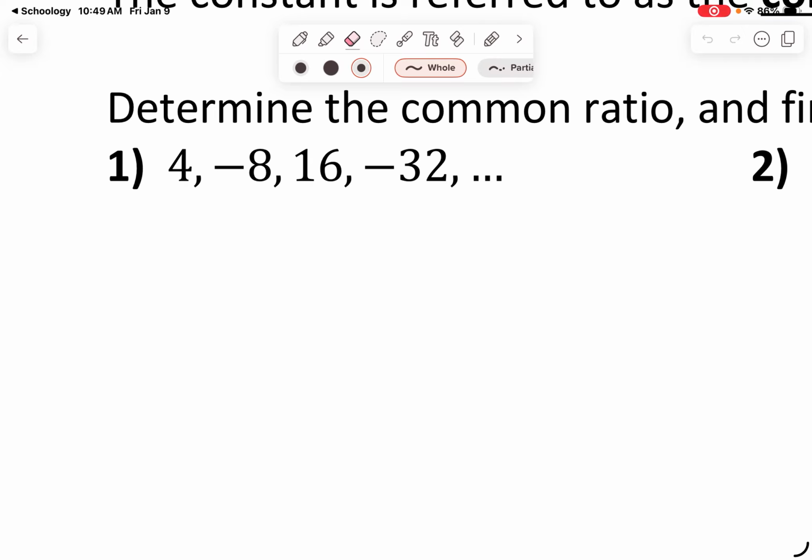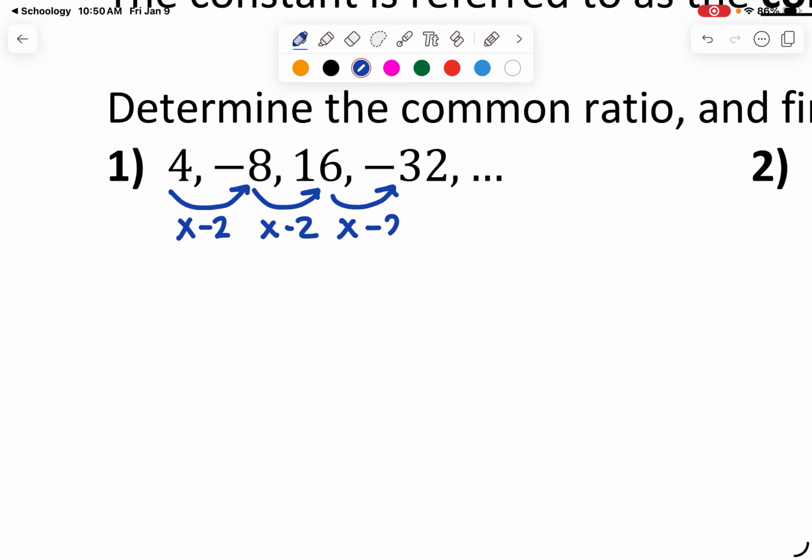So what do I multiply 4 by to get it to be -8, which is -2? And then that needs to continue in order for it to be geometric, which it does. All right, so this one's easy to see. And then continue to multiply by -2 to get the next three terms. So -32 times -2 is 64.